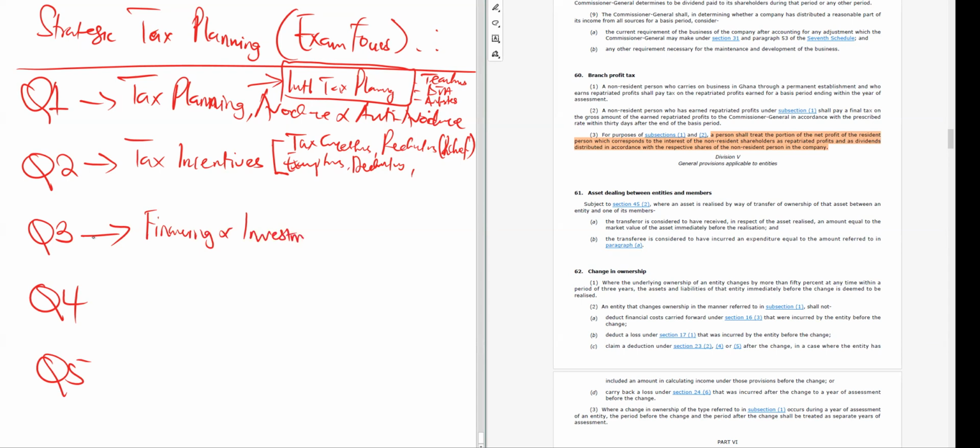Before, it was just financing, but now we'll add the investment options to it. When we talk about investment options, we are talking about tax-favored investments, okay? So when you hear something called a tax-favored investment, what does it mean? What does it mean to have a tax-favored investment?